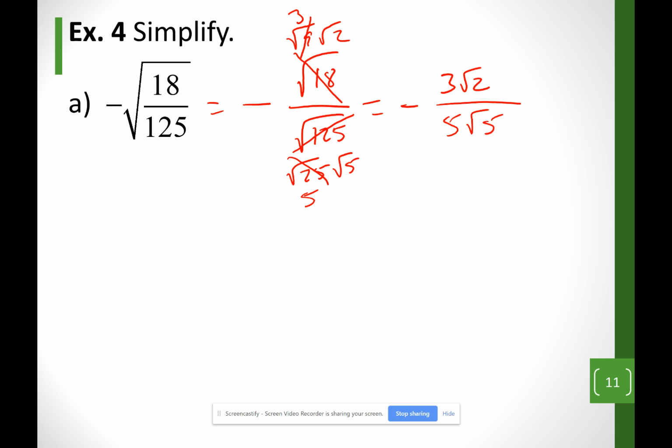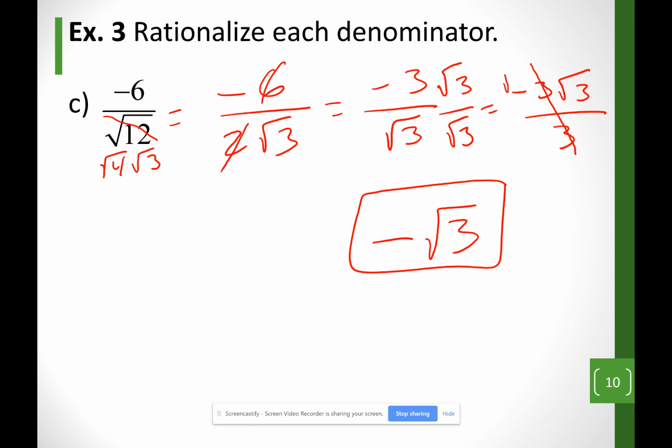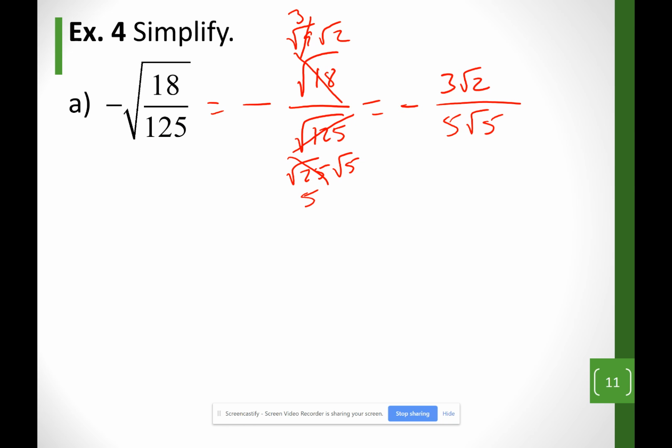Simplify things first. Now, I don't want a radical at the bottom, so let me multiply top and bottom by radical 5. So I have a negative 3 radical 10 over 25. Now, the 25: radical 5 times radical 5 is 5, and 5 times 5 is 25.